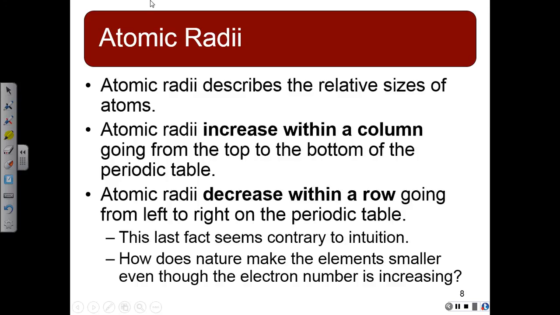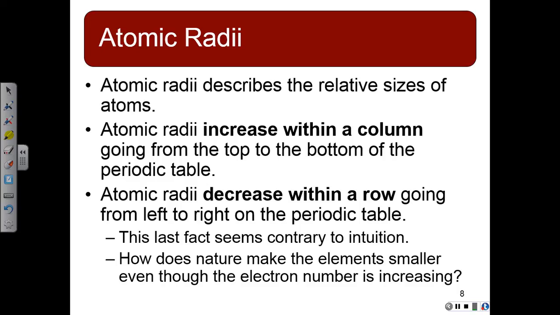The atomic radius, or the radius of an atom, describes the relative size of atoms. So you just want to think about how big or how small the atom is. This is going to increase as you go down a column. That makes sense because every time we move down to another period, what's happening to our atom and its orbitals? We're getting more and more energy levels, right? We have more electrons and more energy levels around the nucleus. So as we go down the periodic table, size increases.